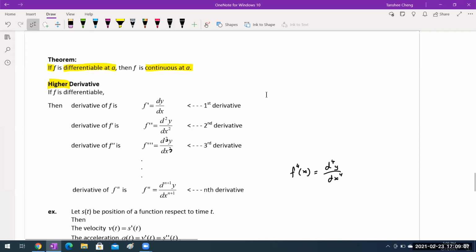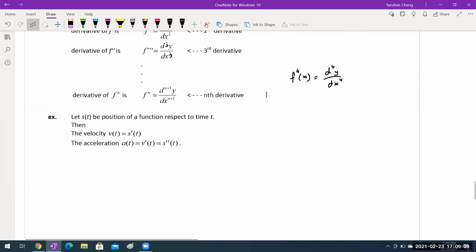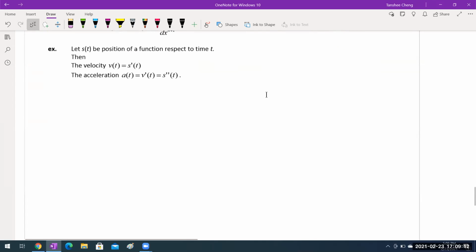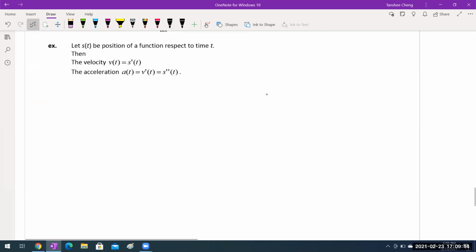This is the notation, but one quick example that I want to give you is the position function, s of t. If we take the first derivative, which is the instantaneous rate of change of the position, that becomes what we name the velocity. So the velocity function is equivalent to the first derivative of the position function.